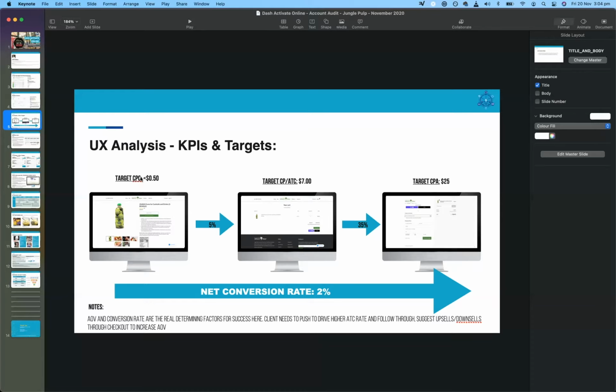With Facebook ads, you really would be looking at around about 50-cent cost per clicks. And as long as you're getting 5% of that traffic flowing through to the cart, you're going to be able to hit these numbers. This would net out at a net conversion rate of 2%. So you can really start to see where we need to tighten up on the funnel to make sure that we're getting the numbers that we need to.